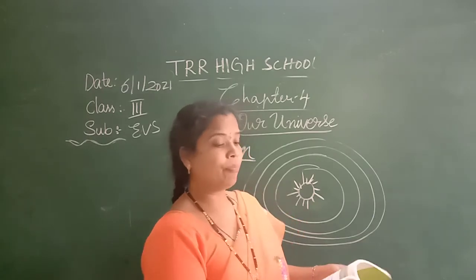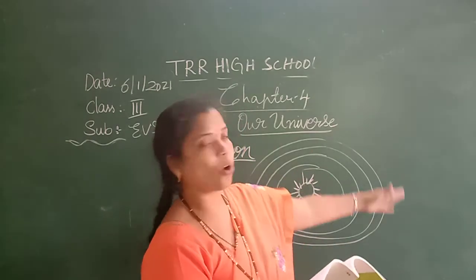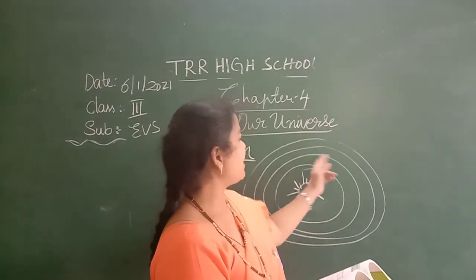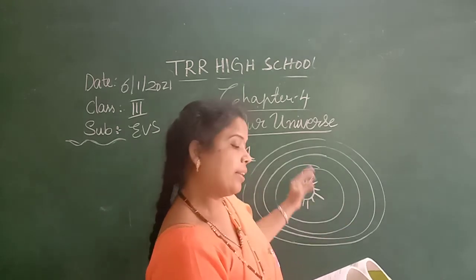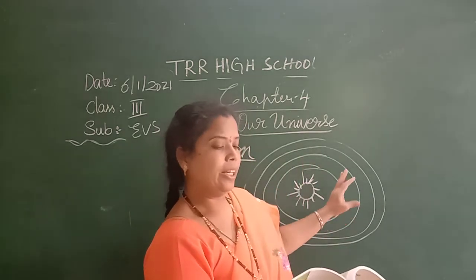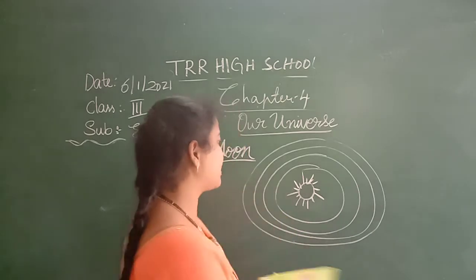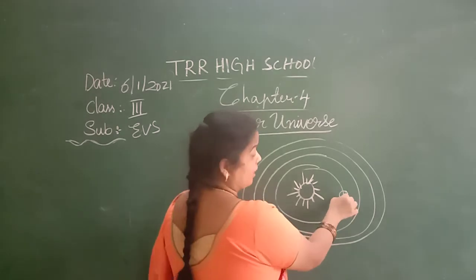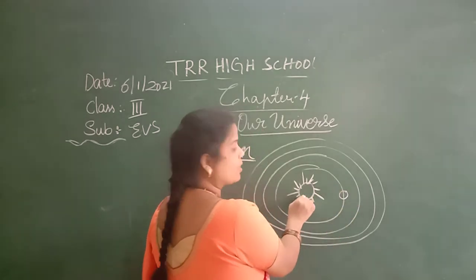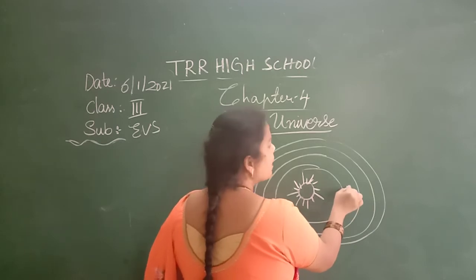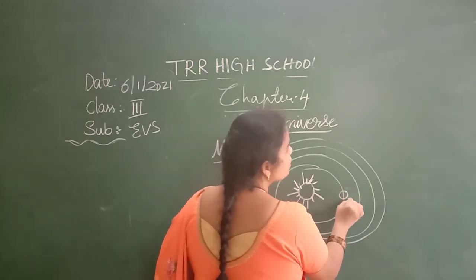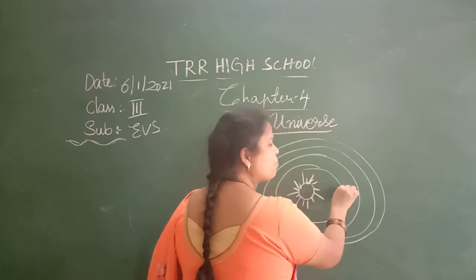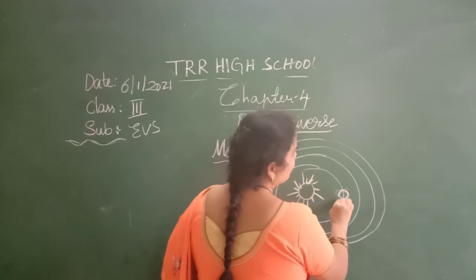I didn't draw all of them, but you will have the 8 rings. As the planets revolve around the sun, there are smaller bodies in space that move around these planets. Now suppose this is Mercury. This is a planet, and it revolves around the sun. Like that, there are some smaller bodies which also revolve around these planets.